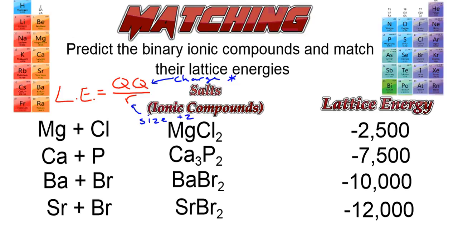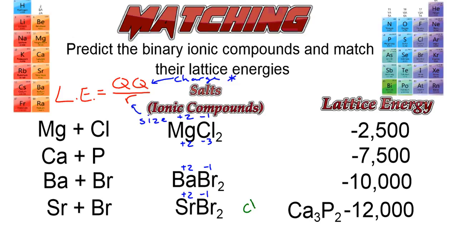I have a plus 2 and a minus 1. I have a plus 2 and a minus 3. I have a plus 2 and a minus 1. And I have a plus 2 and a minus 1. The ones that factor a largest value for charge will have the greatest lattice energy. So you can see that 3 of them have a plus 2 minus 1, but one of them has plus 2 minus 3. So that one will be done. So this is based on charge. That is the reason that I can place that.